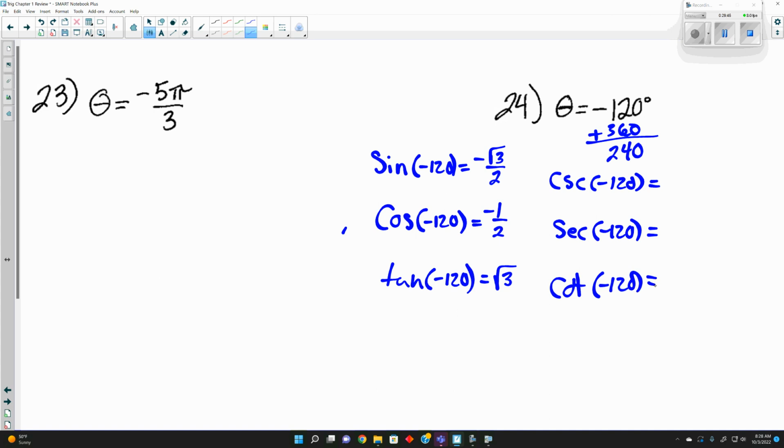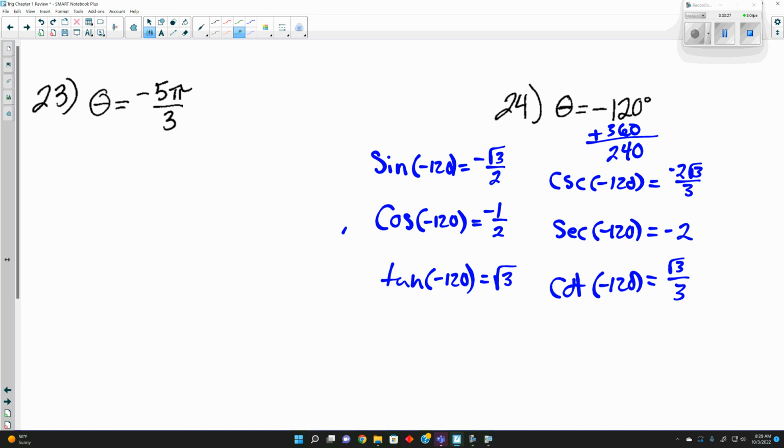And then we could flip them and type them in still, which would mean negative square root 3 over 2 is going to become negative 2 square root 3 over 3, and then square root 3 over 3. And again, at this point, we're just mainly typing those back in. So for cosecant, we would do negative 2 over square root of 3, hit enter and have it rationalize.